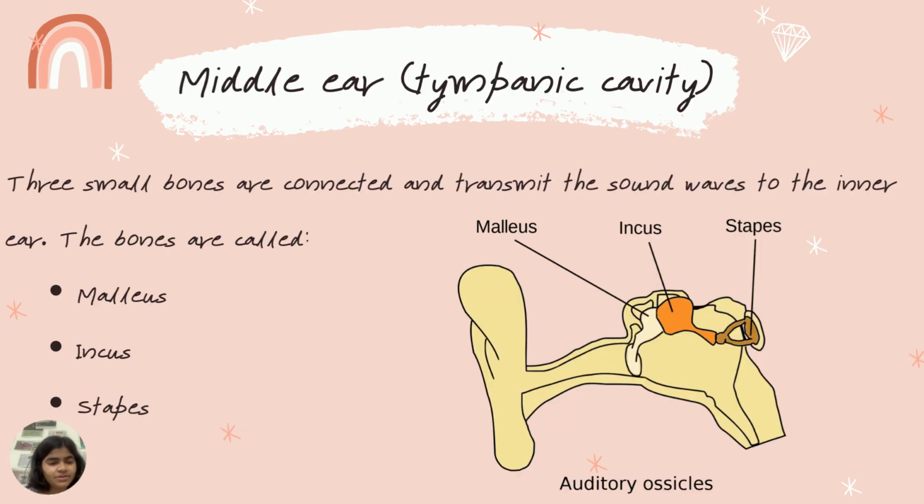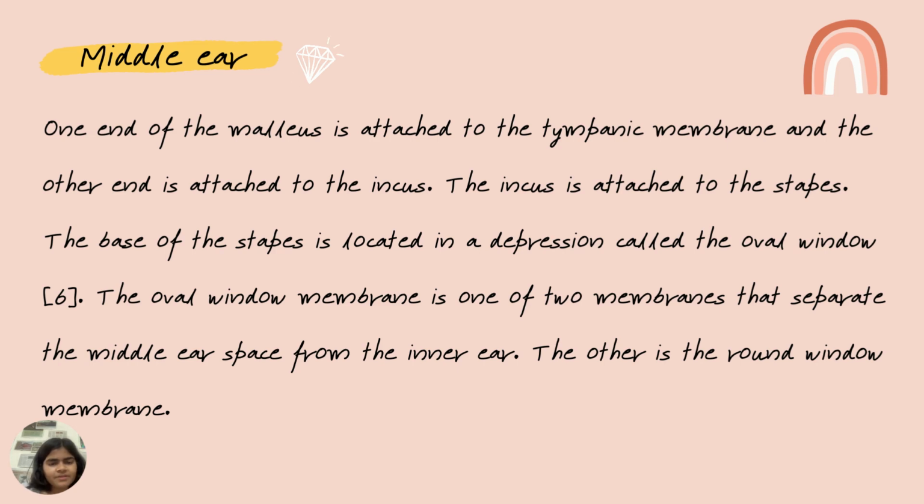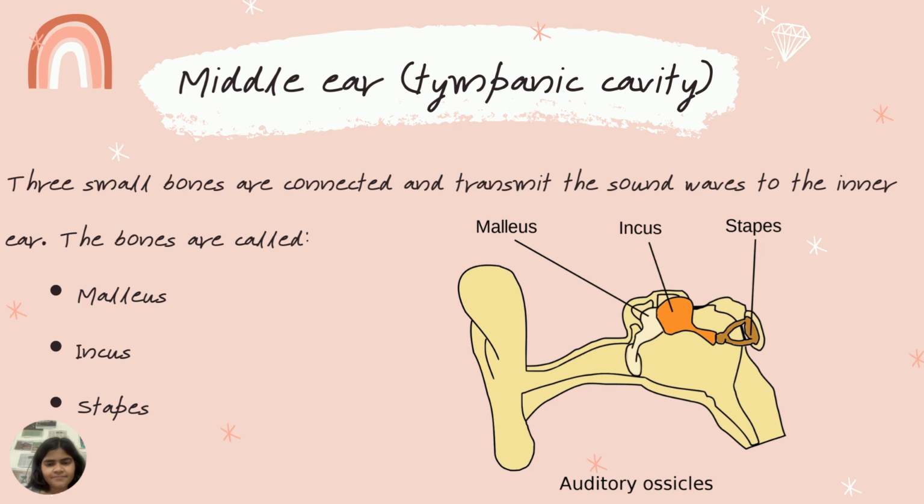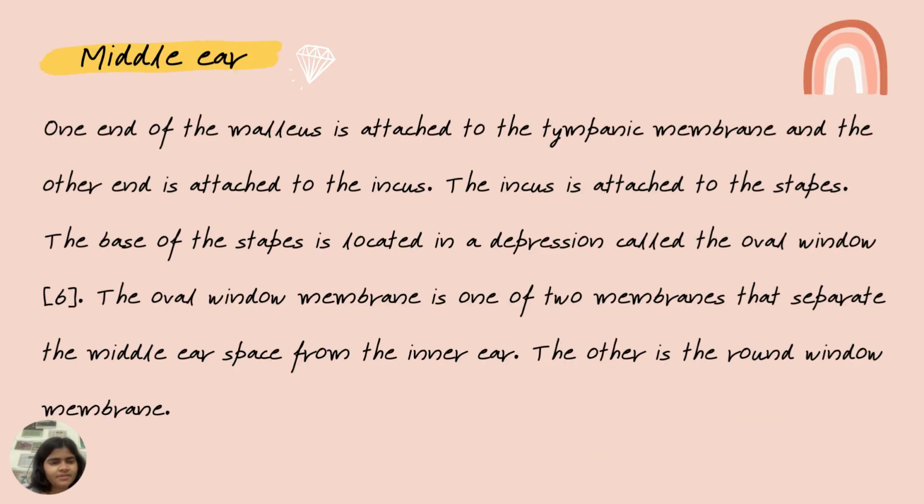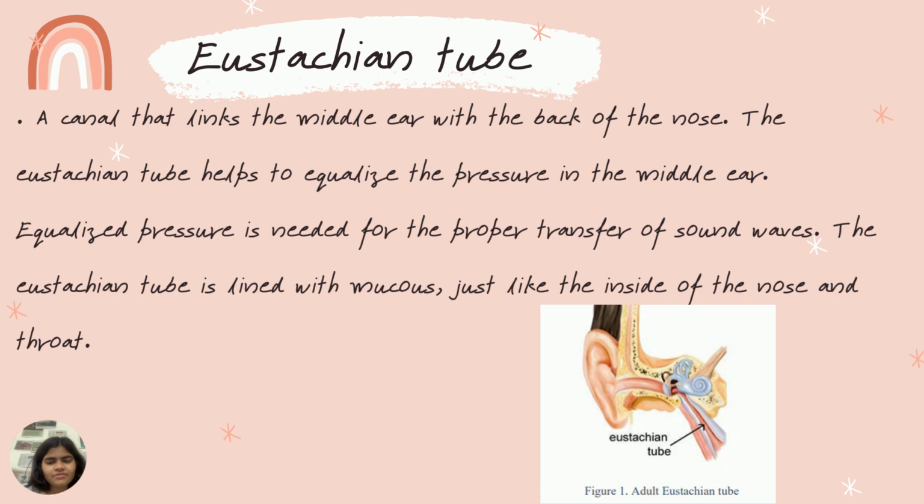The middle ear is divided into three parts. In the diagram we can see the malleus, incus, and stapes. These three are the auditory ossicles. One end of the malleus is attached to the tympanic membrane and the other end is attached to the incus. We can see here they are attached to each other. The incus is then attached to the stapes. The base of the stapes is located at a depression called the oval window. The oval window membrane is one of the two membranes that separate the middle ear space from the inner ear space.